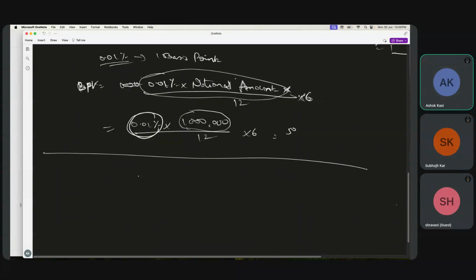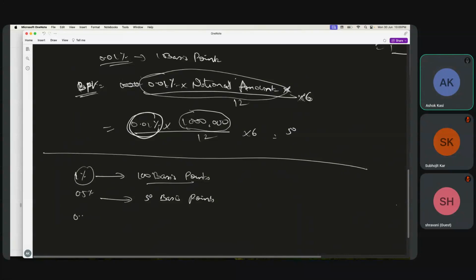Sir, what is the basis point? Will you tell us exactly? Basis points means, see, 1 percentage is 100 basis points. So basically it is like, see, what is centimeter? Centimeter, when you further divide, you will get millimeter, right? So these are like millimeters. This is centimeter. So 0.5 percentage is 50 basis points. So you are further dividing percentage.